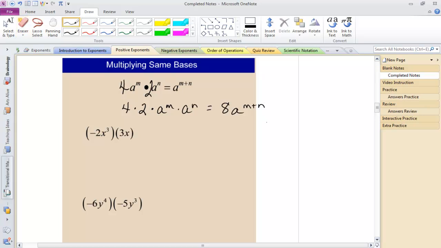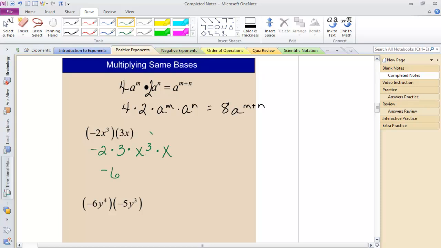So let's apply this idea to some examples. In this first example, I can rewrite negative 2x cubed times 3x so that I'm multiplying my coefficients together, negative 2 times 3, and then multiplying same bases together, x cubed times x. And that just helps me to be very clear what happens with my coefficients. My coefficients, negative 2 and 3, just get multiplied together. So what's negative 2 times 3? Negative 6.